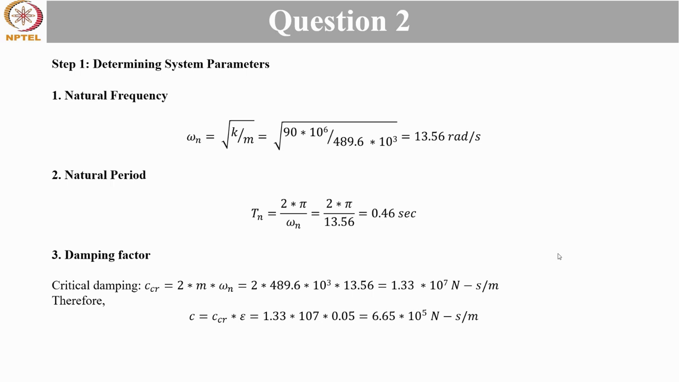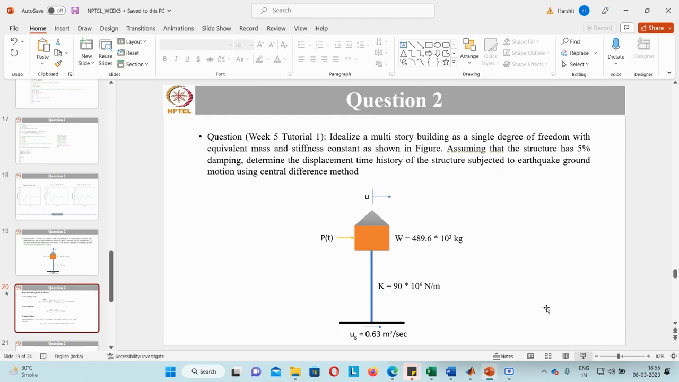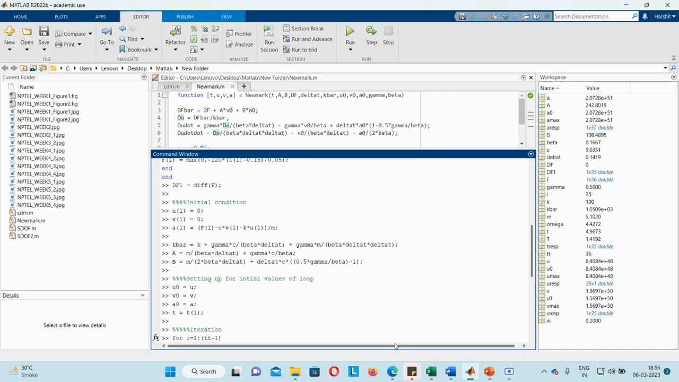And for damping, we know the critical damping is given by 2m omega n, so it will come out to be 1.33 into 10 to the power 7 Newton second per meter. Then the damping will be given by critical damping times the damping coefficient. Damping coefficient is 5%, so it will come out to be 6.65 into 10 to the power 5 Newton seconds per meter. So this is how we have defined all the system parameters. Now we'll see how to write the code for this.